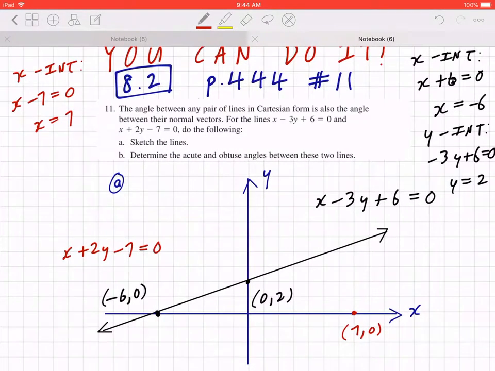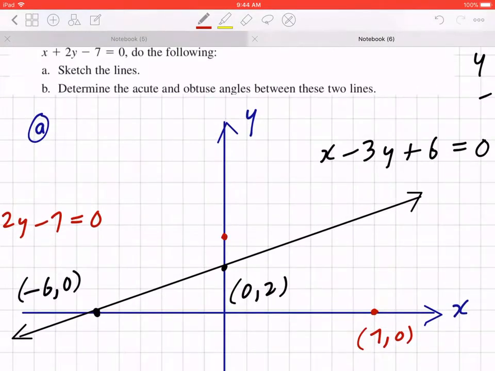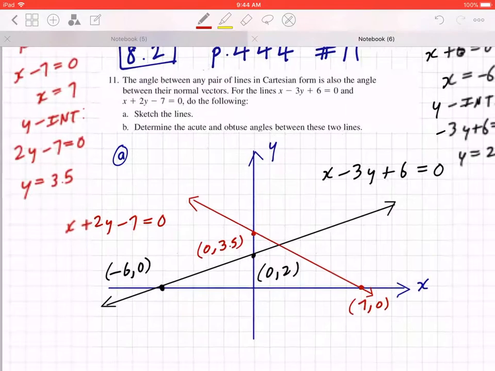Likewise, you can find the y-intercept by setting x to be 0, solving for y. So 2y minus 7 equals to 0, y equals to 3.5. So back to the graph, you go up by 3.5. Again, make sure you label this. You can connect the points with a straight line and draw some arrows just like that.